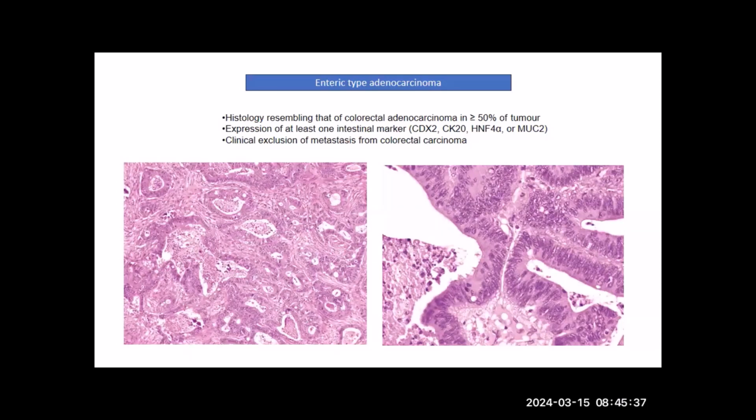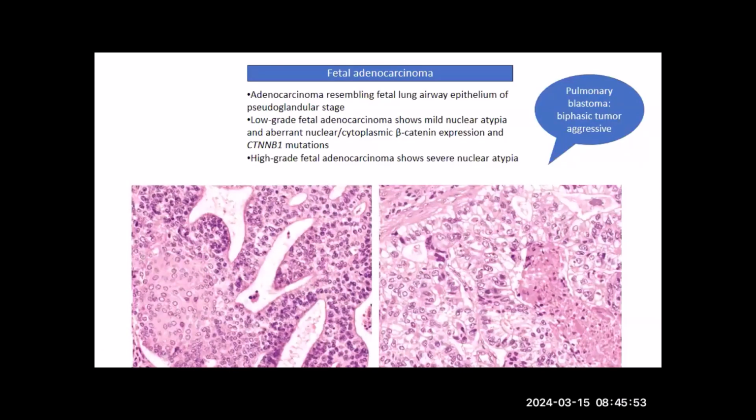Similar to the mucinous, these are KRAS driven and negative for lung-specific markers. These actually could show more diffuse staining for CK20 and CDX2. And it is important to exclude metastasis from a colorectal adenocarcinoma. This is another type of adenocarcinoma resembling the fetal adenocarcinoma, resembling the primitive lung. The important thing is it's a low-grade adenocarcinoma and it shows CTNNB1 mutations.